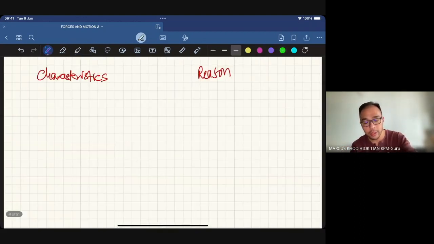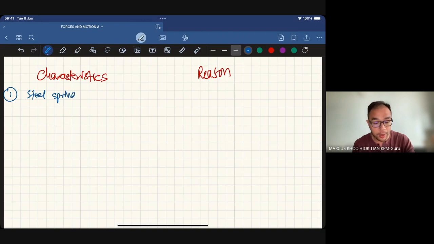So number 1, if you want to talk about the material of the spring, we always start with the material. Since you talk about characteristics, you can include the material. You can say steel spring. One of the better springs there is a spring made out of steel, or even stainless steel. Stainless steel is even better. Either one of these is also better.